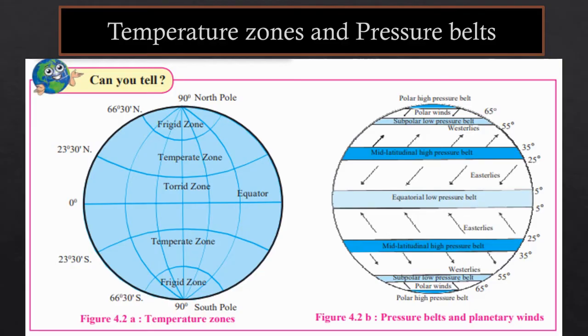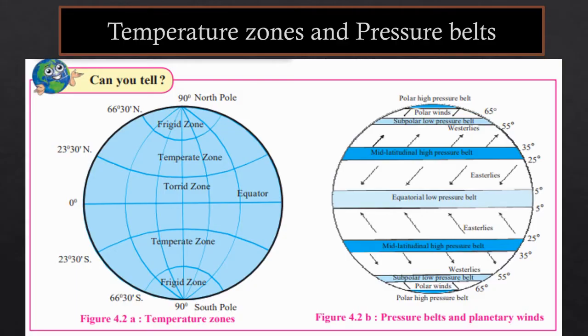Next, with which pressure belt are the polar winds associated? In which temperature zone are they observed? So, the polar winds are associated with the polar high pressure belt and subpolar low pressure belt. It is observed in the frigid zone.